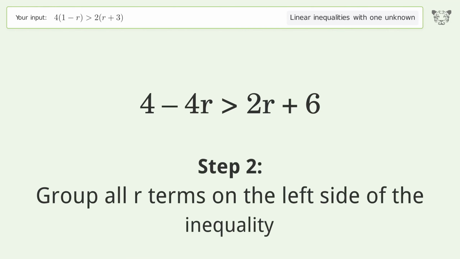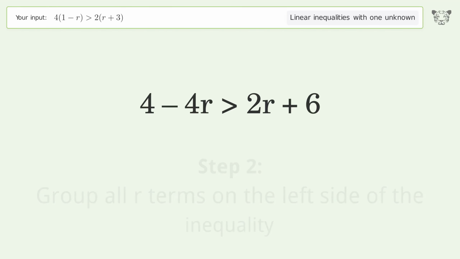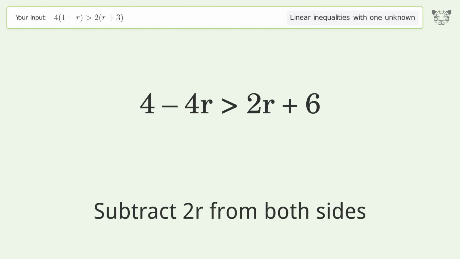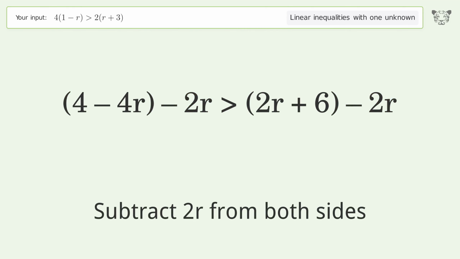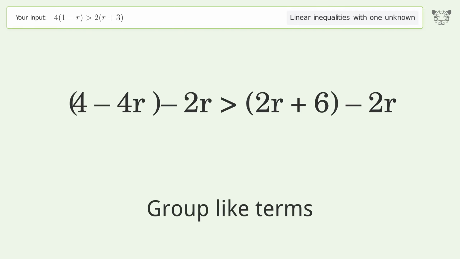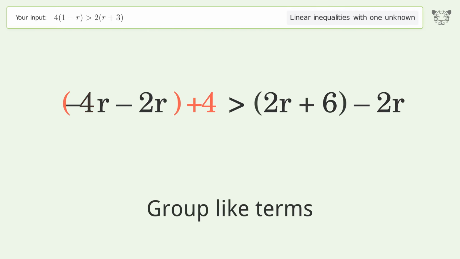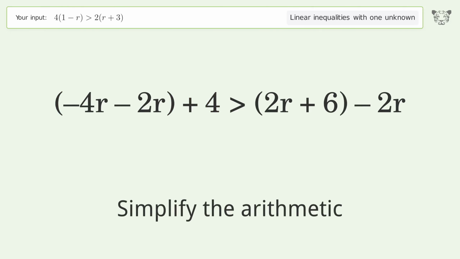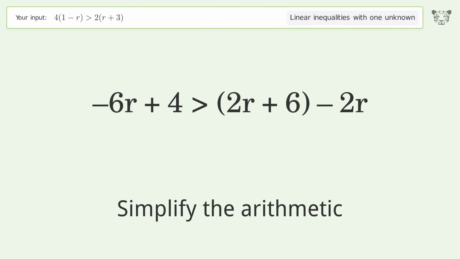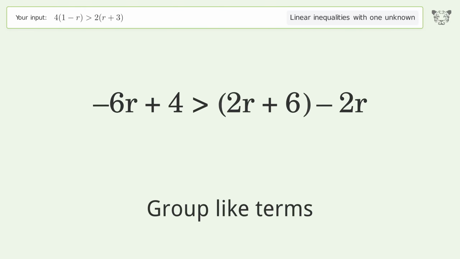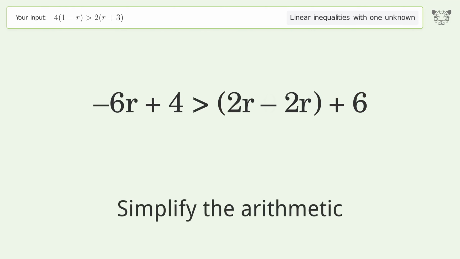Group all r terms on the left side of the inequality. Subtract 2r from both sides. Group like terms. Simplify the arithmetic. Group like terms. Simplify the arithmetic.